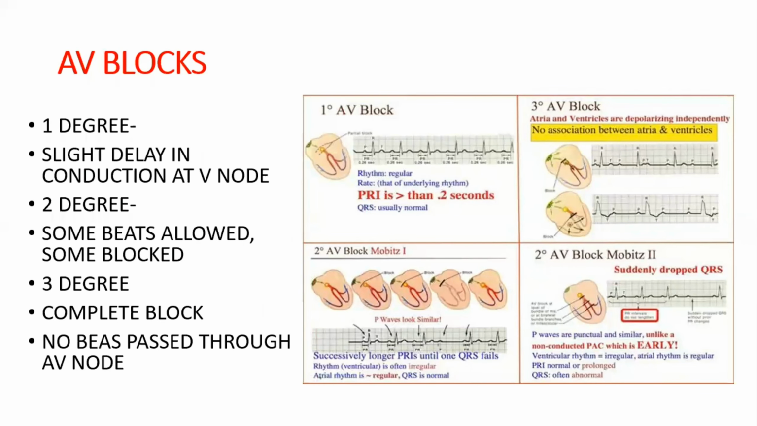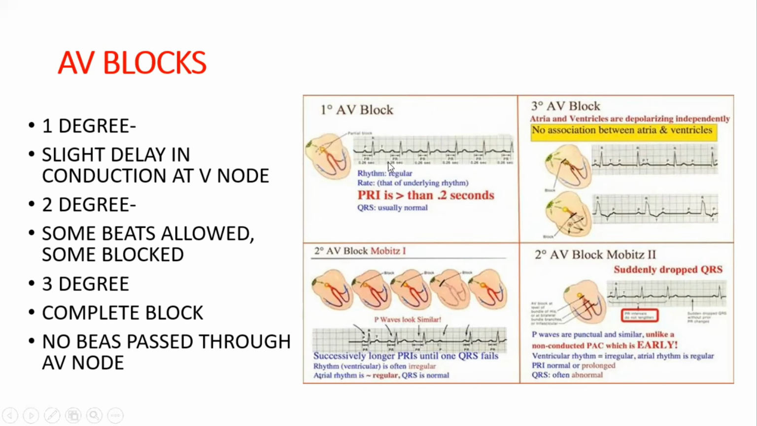Next is AV blocks. First degree AV block, there is slight conduction delay at the AV node. Second degree, some beats are allowed and some are blocked by the AV node. Third degree, there is complete block and there is no correlation between atria and ventricle.